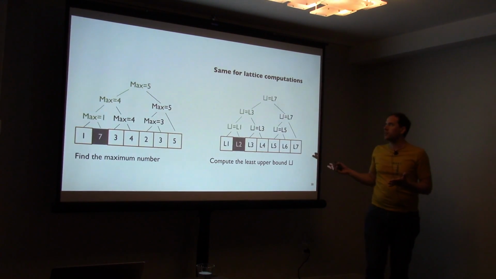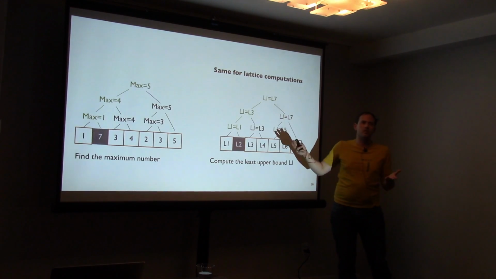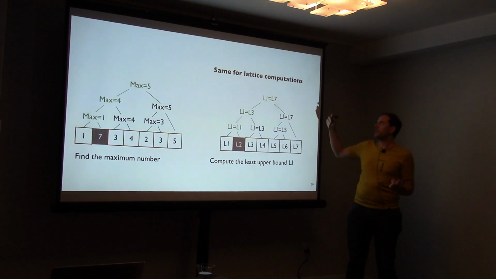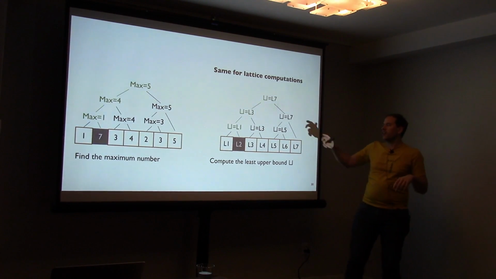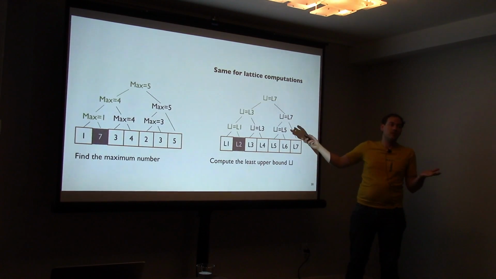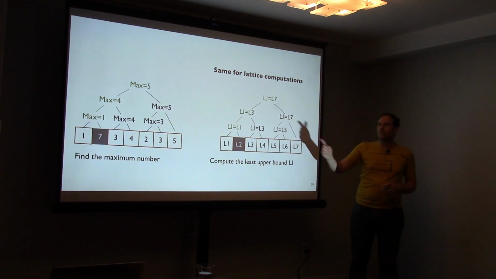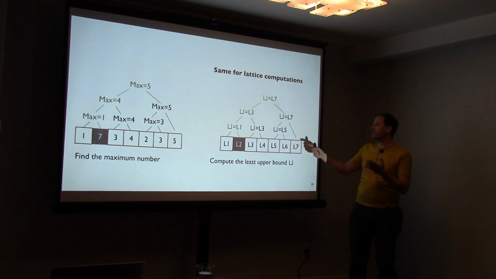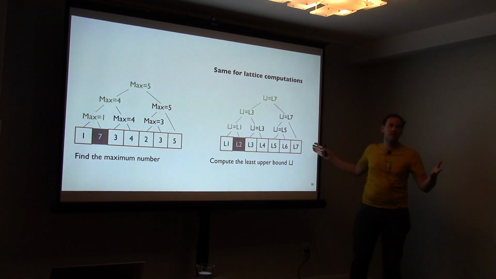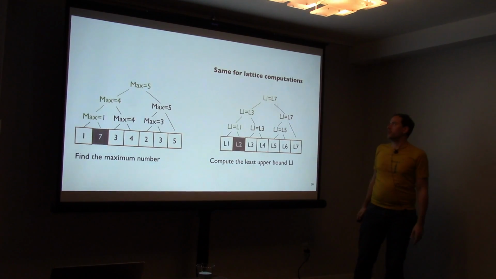So now the nice thing is, you can do the same for lattice operations, which we need in static analysis. In static analysis, what you need to do is you need to join two lattice results or you need to meet two lattice results. And these join and meet operations, they're associative. So we can represent this as a tree, just like we did for the max function, and then we can compute the least upper bound over an entire list of data, right?